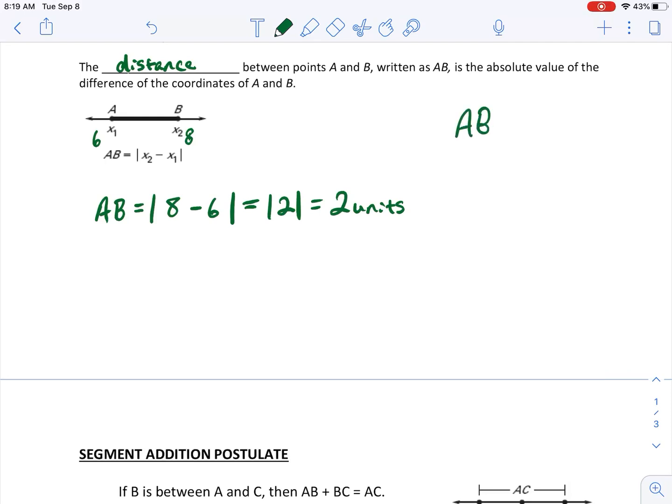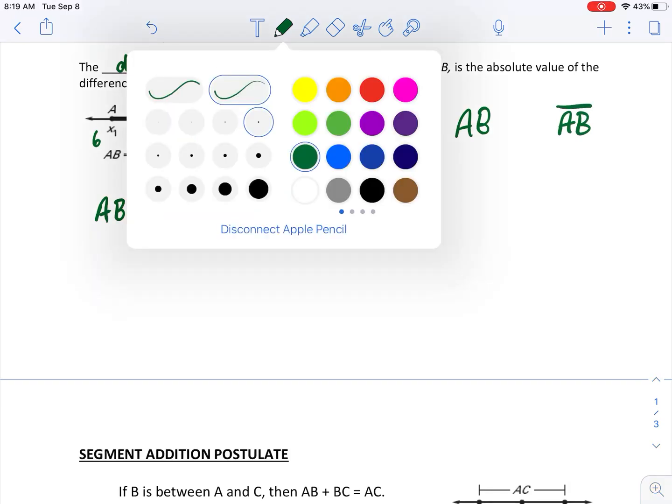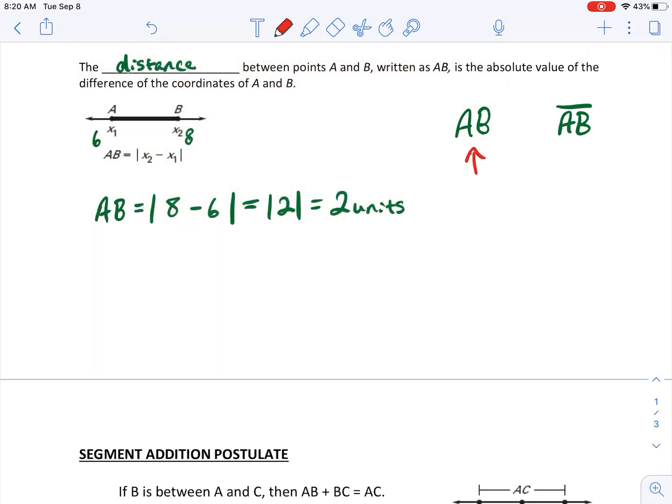So I do want to point out one other thing here. When you see AB, that is a little bit different than what we see with this right here, what we talked about in Unit 1. If I were to talk about AB, this is saying distance from A to B. That's how we'd want to read it out loud in our mind. This one is simply saying segment AB. So those are the two differences.